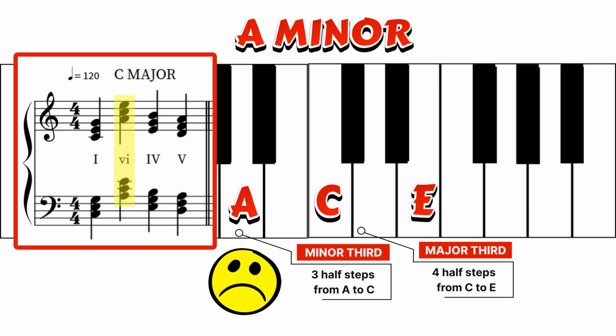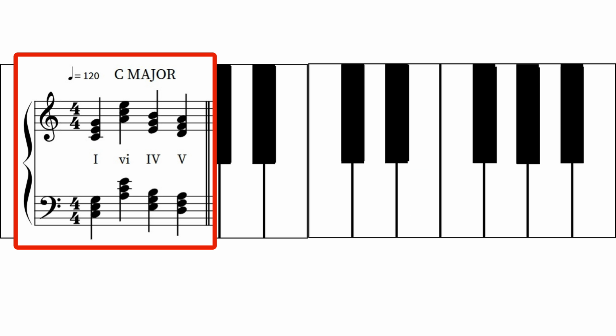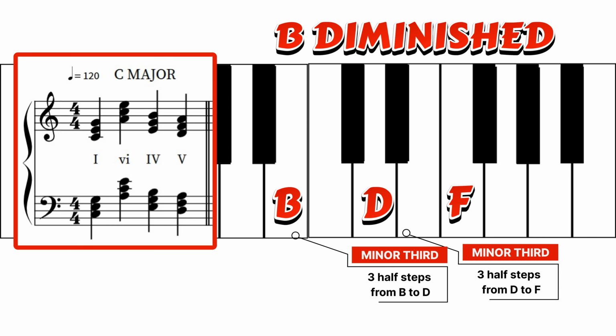Minor keys sound sad. In root position, they are built on a minor third and a major third. And a diminished chord is built on 2 minor thirds.